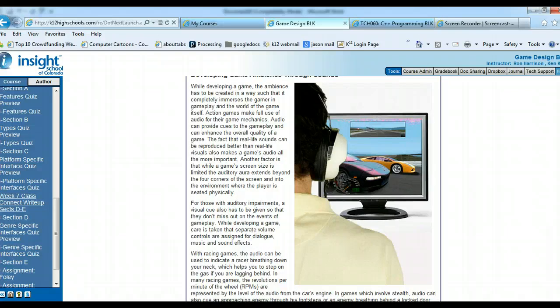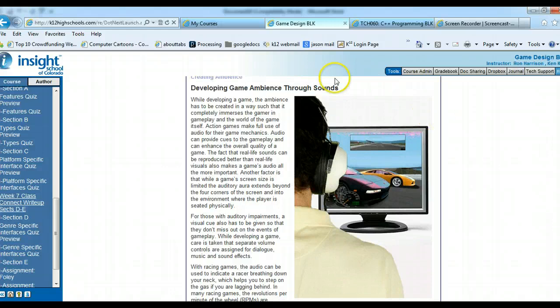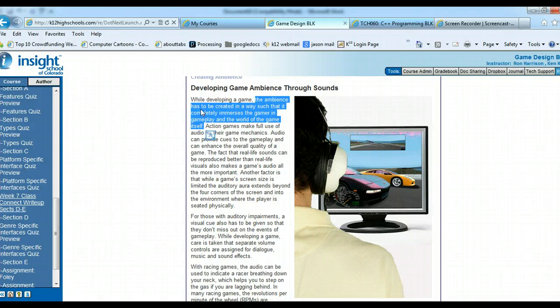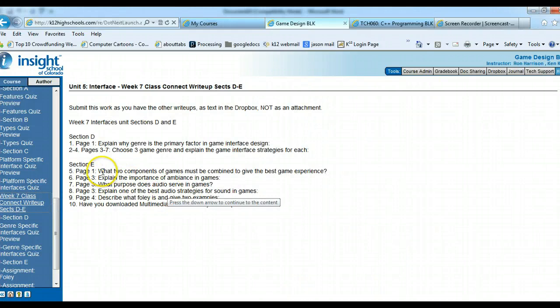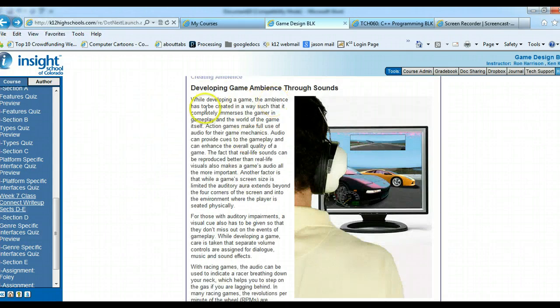A lot of the Class Connect write-up questions are from this section right here. So while developing a game, the ambiance, meaning the sounds and the sights and everything, have to be created so that they immerse the gamer in the gameplay and the world of the game itself. That's the importance of ambiance. So if you go to the write-up questions, see what it said here. Explain the importance of ambiance. Well, I just said that, didn't I? The importance of ambiance is that it must be created in a way that it immerses the gamer in the game and in the world of the game itself.